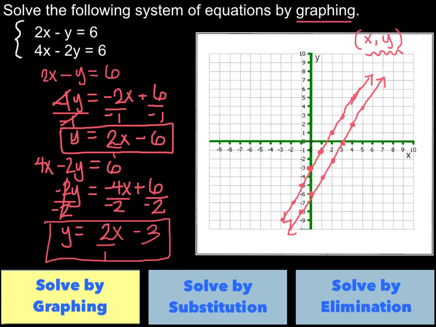How do I know they're parallel? Well, take a look at the slopes. They're identical. This slope is 2. This slope is 2. And parallel lines never ever cross. Parallel lines always have the same slope, which means they'll never ever cross. So this actually has no solution.